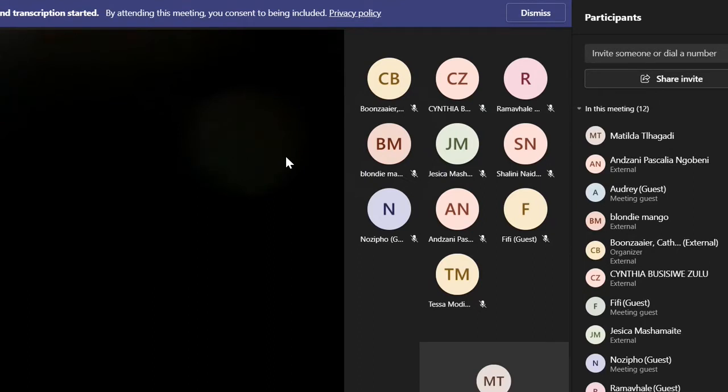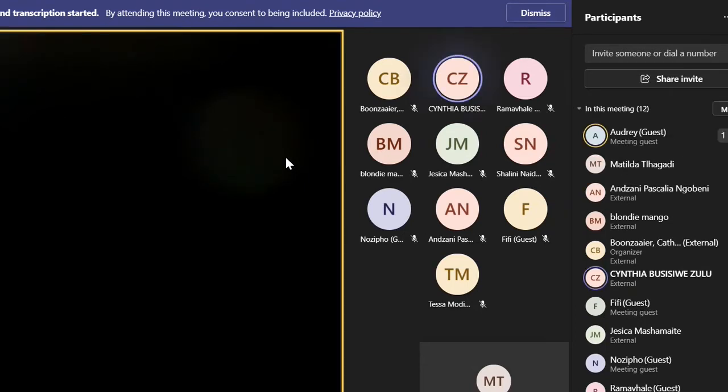So guys, we've got two answers now. Blondie is saying both are increasing. Ramavali is saying bank is decreasing and income is increasing. Yeah, guys, where others, please comment.